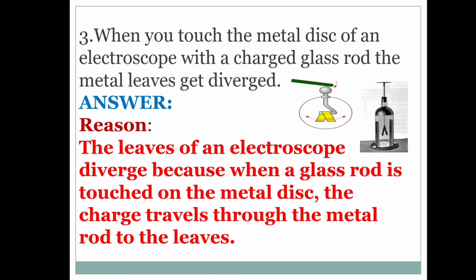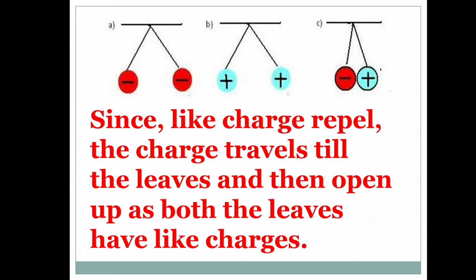Third one, when you touch the metal disc of an electroscope with a charged glass rod, the metal leaves get diverged. The reason is, the leaves of an electroscope diverge because when a glass rod is touched on the metal disc, the charge travels through the metal rod to the leaves. Since like charges repel, the charge travels till the leaves and then they open up as both the leaves have like charges.